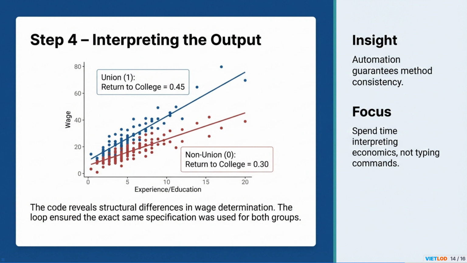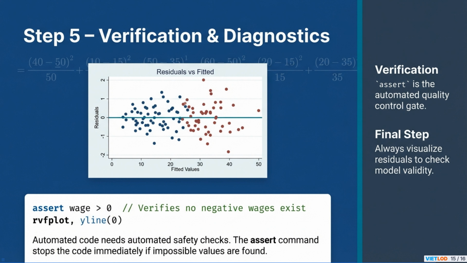The primary benefit of automation is that it guarantees methodological consistency. The loop ensures that the exact same model specification was applied to both the union and non-union groups. This frees up the researcher's mental energy to focus on the economics, not the syntax. Instead of worrying about typing errors, you can focus on what the coefficients mean.